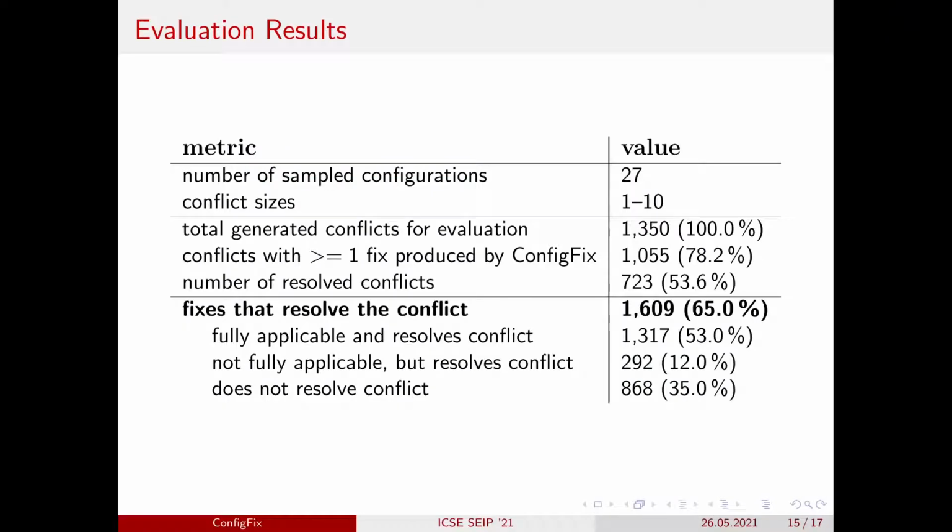Of course, we also evaluated our tool, and for this we created a number of different configurations for different architectures. In each example, we try to change between 1 and 10 options, and our tool was able to produce at least one fix in almost 80% of the examples. In those examples, we found fixes which resolved the conflict correctly in about 65% of the cases. We are still improving our tool, and by improving it, these numbers will improve as well.